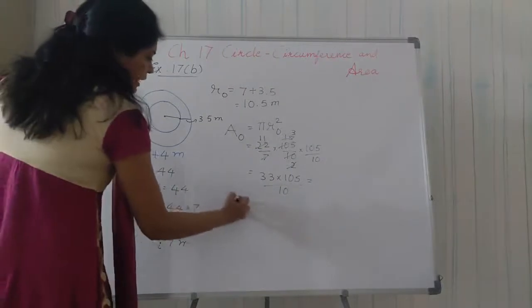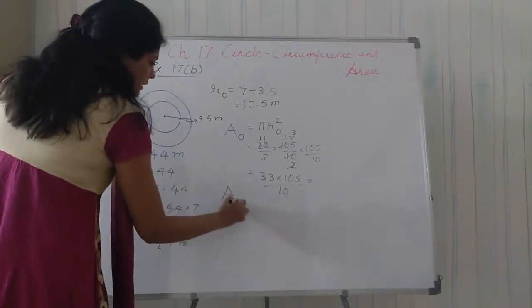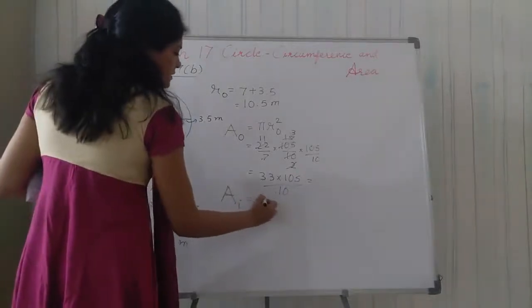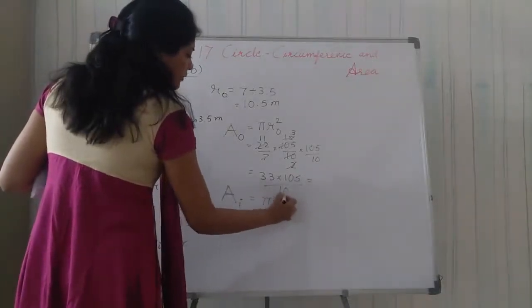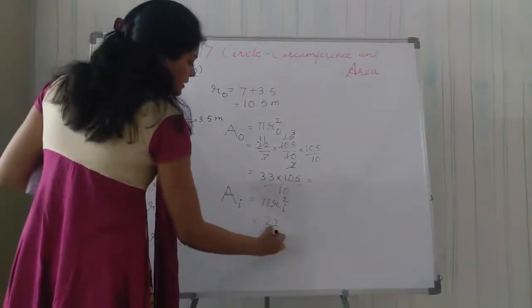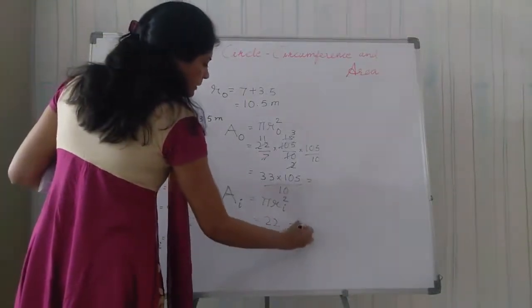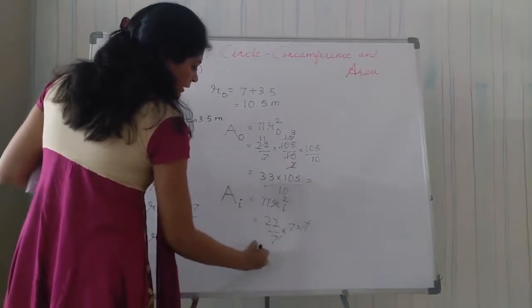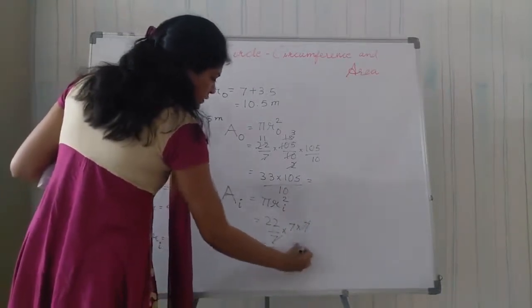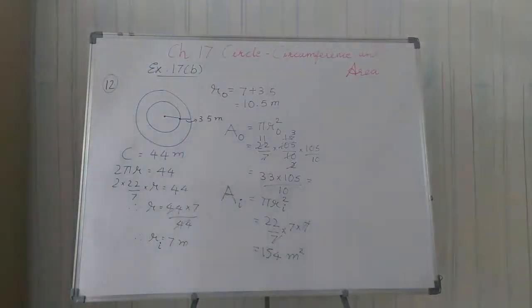Also we find the inner area, that is the inner circle area, using the same formula, but we have to use the inner radius. So here 22 by 7 into 7 multiply 7. So I get 154 meters square. That is the inner area I found here.